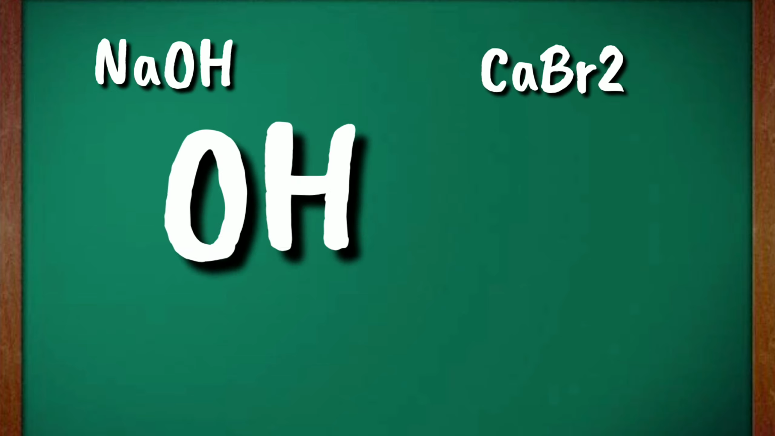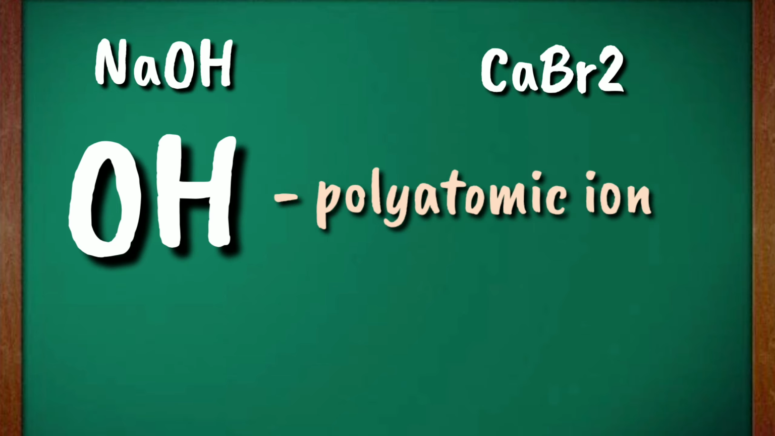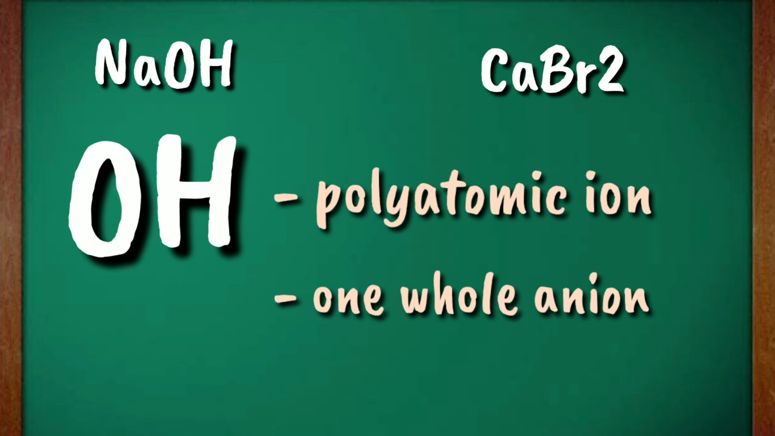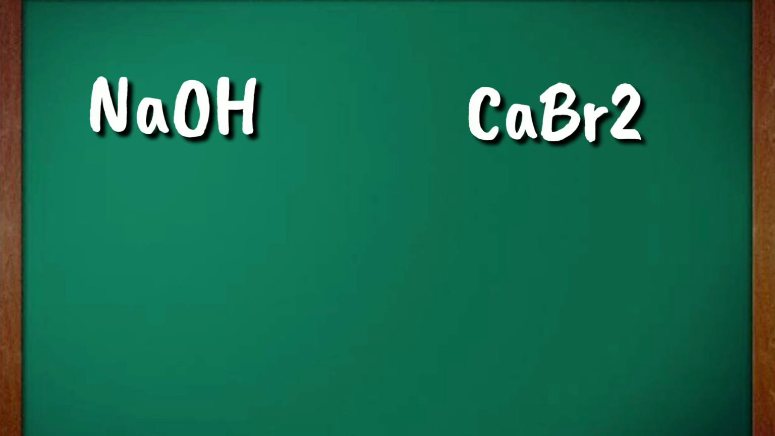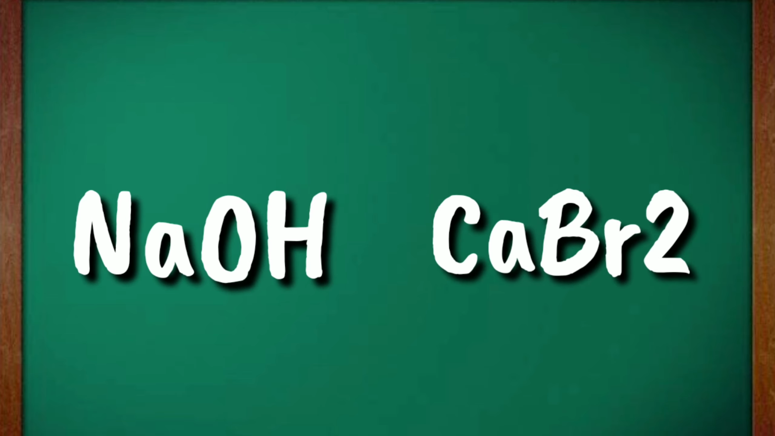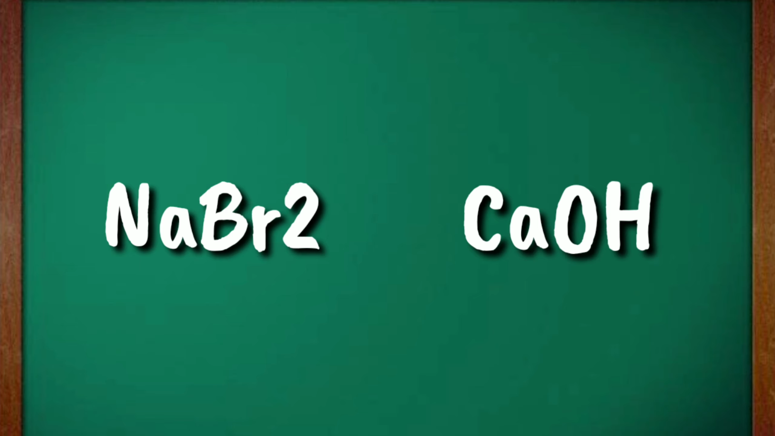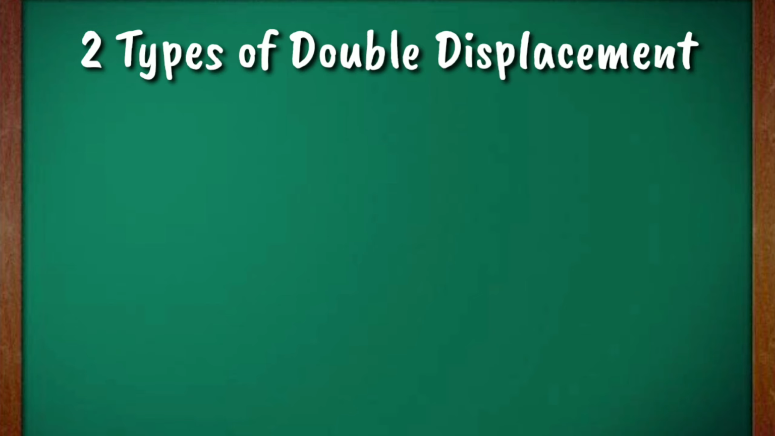For this reaction, hydroxide is a polyatomic ion and is treated as one whole anion. The individual ions and the charges for these two reactants are as shown. Now, we can switch the ions as you can see here.